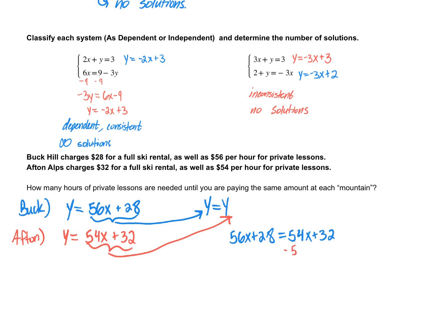So now I just want to solve for x. So get them on the same side of the equation. We get 2x plus 28 equals 32. If I subtract 28 on both sides, 2x equals 4. So we get that x equals 2. Now we said at the beginning that x represents the number of hours. So how many hours of private lessons are needed until you are paying the same amount? That's going to be 2 hours.